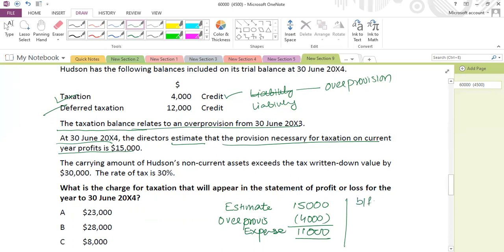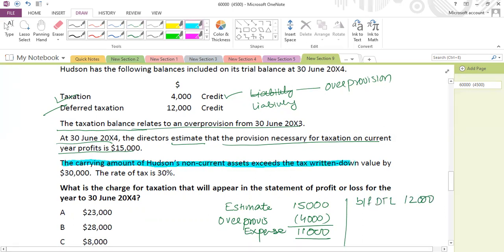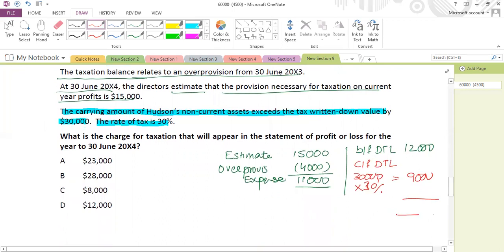So brought forward deferred tax liability is 12,000. For carried forward information, the carrying amount of non-current asset exceeds the tax base by 30,000, and the rate of tax is 30%. So if carrying amount exceeds tax base, the difference would be taxable, and taxable difference is 30,000 multiplied by the rate, that is 30%, it's 9,000. So closing deferred tax liability is 9,000.